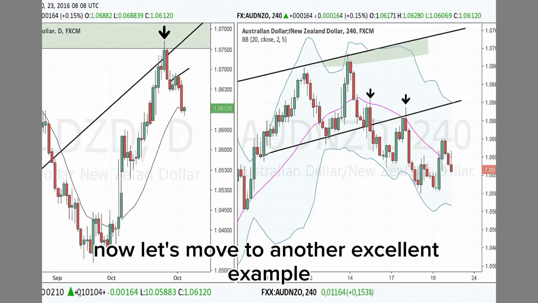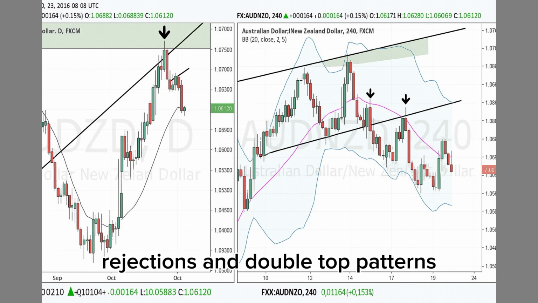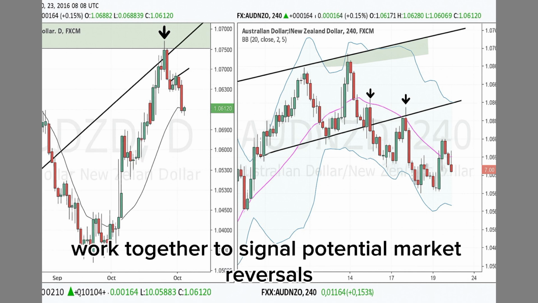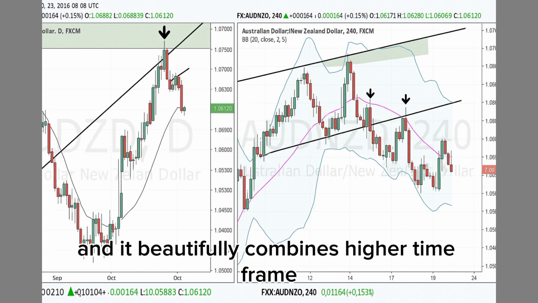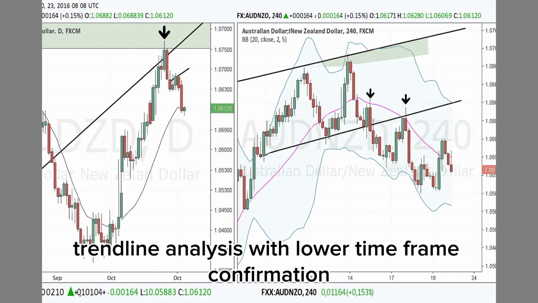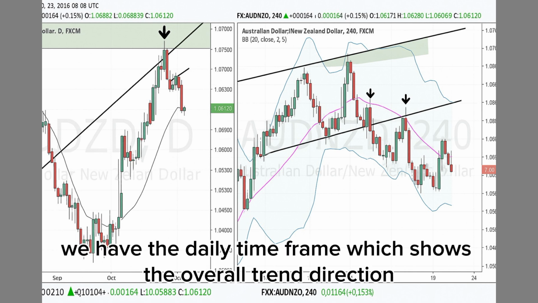Now, let's move to another excellent example that demonstrates how trendline rejections and double-top patterns work together to signal potential market reversals. This setup is from the AUD-NZD pair, and it beautifully combines higher time-frame trendline analysis with lower time-frame confirmation. On the left side of the chart, we have the daily time frame, which shows the overall trend direction.